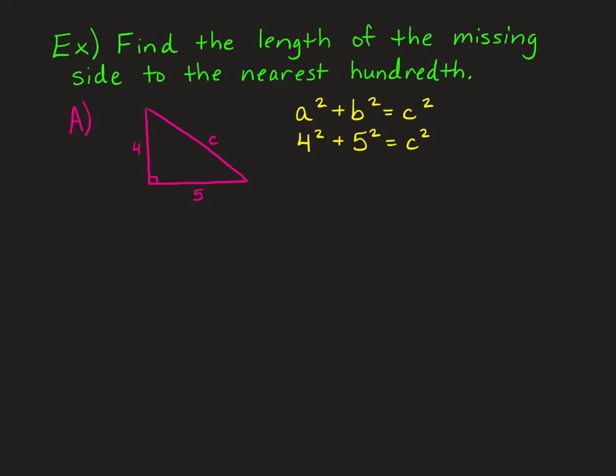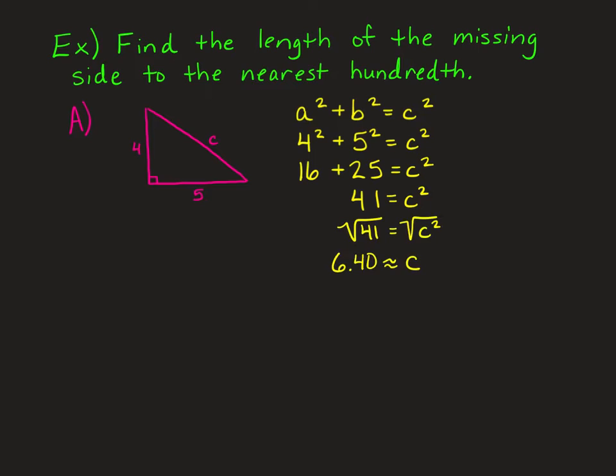And we'll start by simplifying. We found the squares of 4 and 5. Then we add those squares. 16 plus 25 is 41. Now we want to isolate C, so we need to undo this square for C. Remember previously that we can undo an operation by doing its opposite. So the opposite of a square is a square root. So we'll square root both sides. When we square root C squared, we get C.